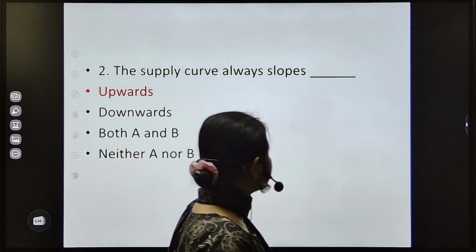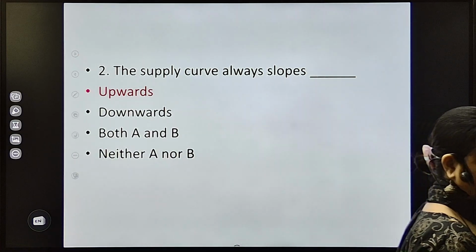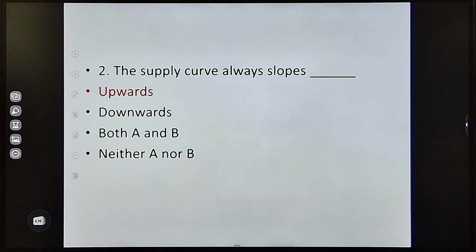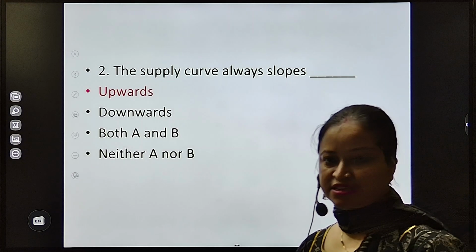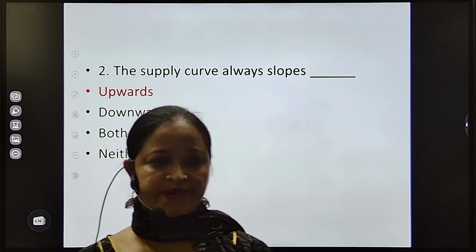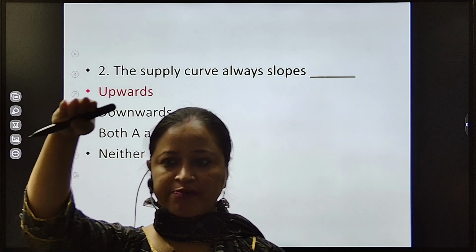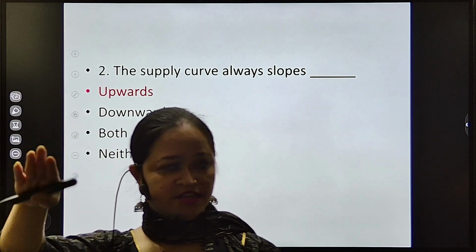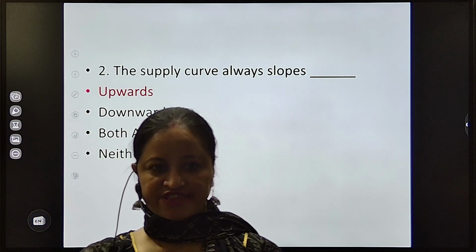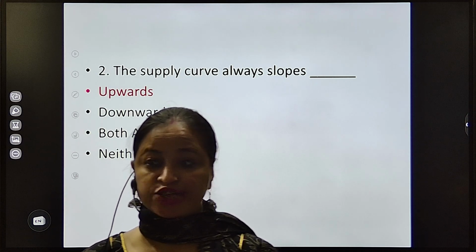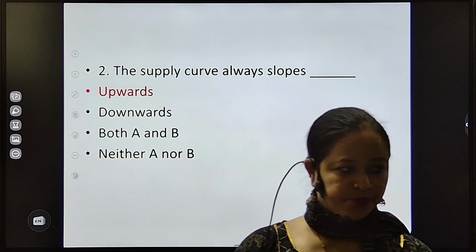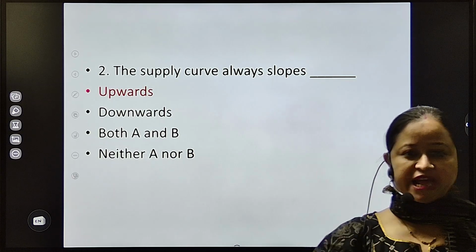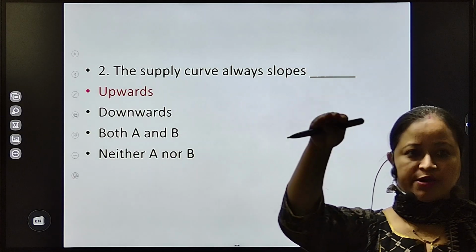The supply curve always slopes. Okay, so what is the law of supply? What is the law of demand? When price goes up, demand goes down, and vice versa. And what is the law of supply? That is from the supplier's point of view. When price goes up, supply will also go up.